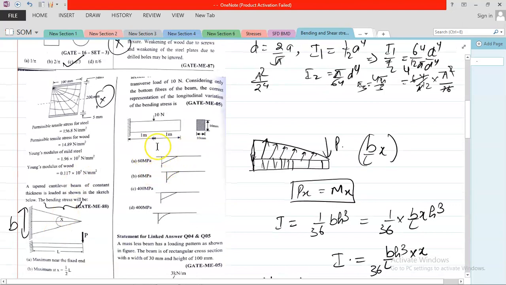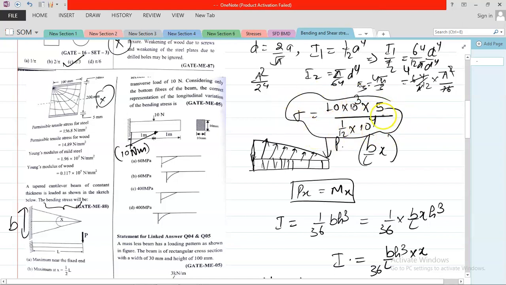Okay, now you can easily draw the bending stress for this. You can draw the bending moment diagram. You can easily say the equation is like this, up to this point it is 0 and up to this it is 10 Newton meter, and you can obtain the bending stress as sigma is equal to 10 Newton meter, 10 to the power 3 Newton mm into y by 2, that is 5, divided by I, that is 1 by 12 into 10 to the power 4. You can easily solve this and you can get the answer. So it is around 60 megapascal, this answer.